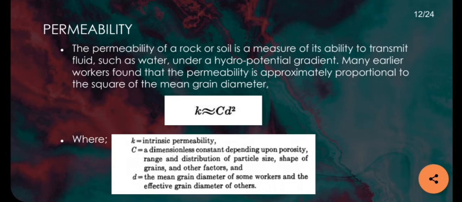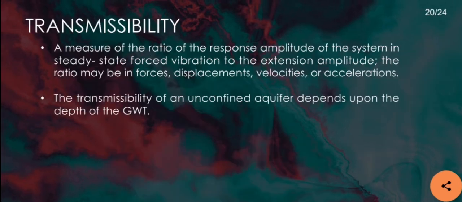Next is permeability. The permeability of a rock or soil is a measure of its ability to transmit fluid, such as water. Under a hydropotential gradient, many earlier workers found that the permeability is approximately proportional to the square of the mean grain diameter. So, permeability is a measurement of how easily fluid can flow between rocks.